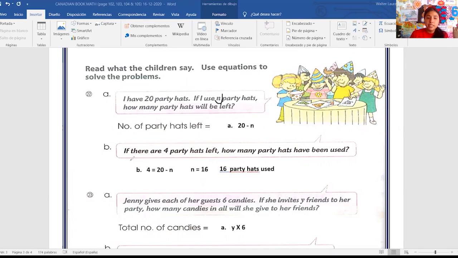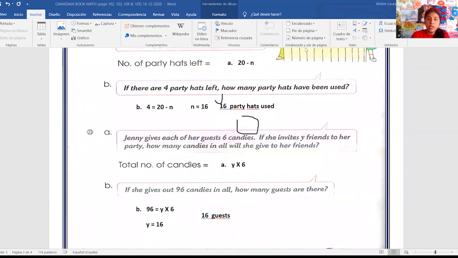right? And B says, if there are 4 party hats left, how many party hats have been used? In this case B, it is the same as 4 equals 20 minus n. In this case n is 16, because if it is subtraction here, we change into addition. 20 minus 4 equals 16. So how many party hats were used? 16 party hats used.